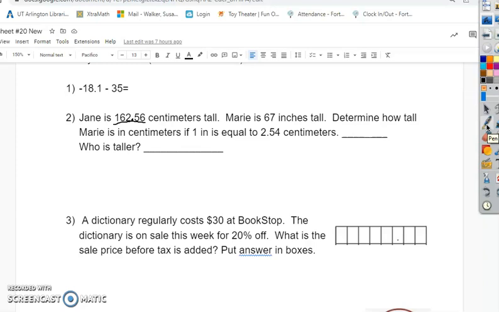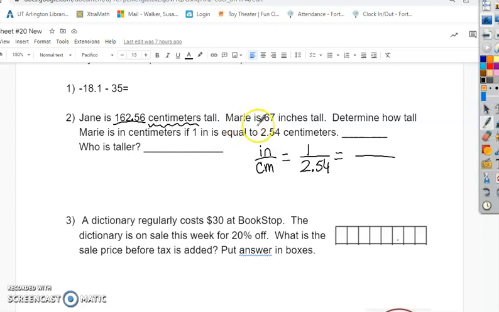Okay, so we have inches and we're trying to change this into centimeters. So what I would do is line equals line equals line, right? We have inches and centimeters. If 1 inch is equal to 2.54 centimeters, okay? What we know is Jane is this many centimeters. So I would just change inches into centimeters so we can compare the same unit. So it will be centimeters and centimeters.